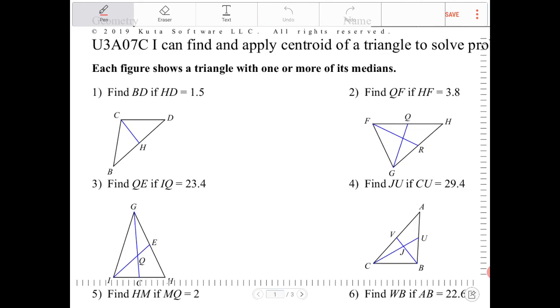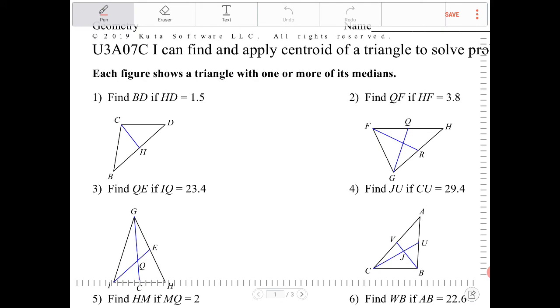So just to recap the concepts for lesson U3A07C, the intersection of medians, that particular point is where the centroid is located. And as discussed in the lesson, the centroid is the center of mass for the triangle. In addition, the centroid breaks up the median into 1/3 to 2/3 partitions. So the centroid will be 1/3 away from the base and 2/3 away from any vertex.